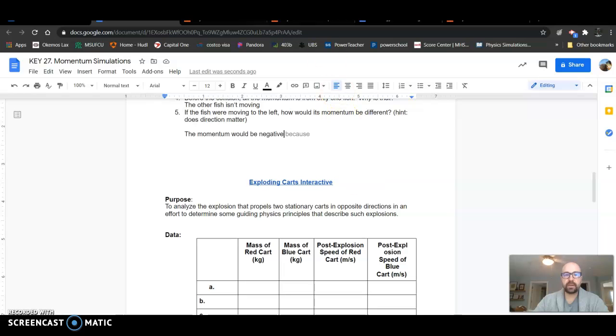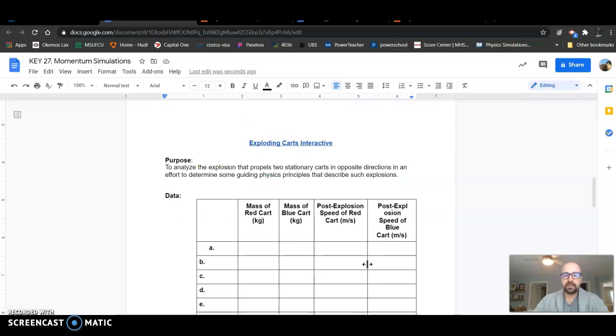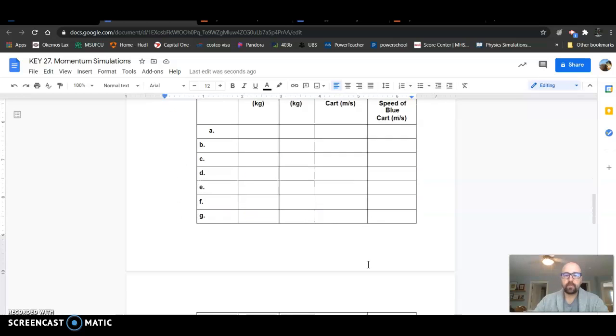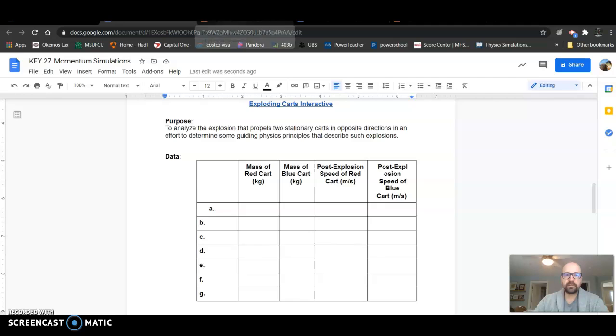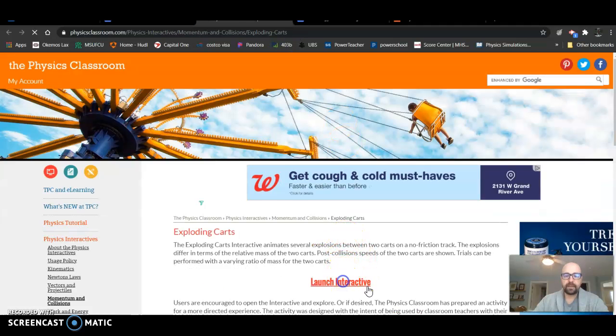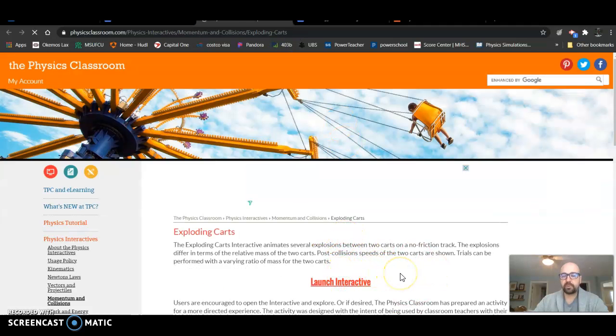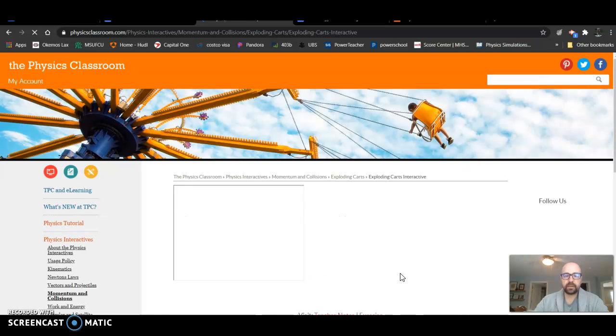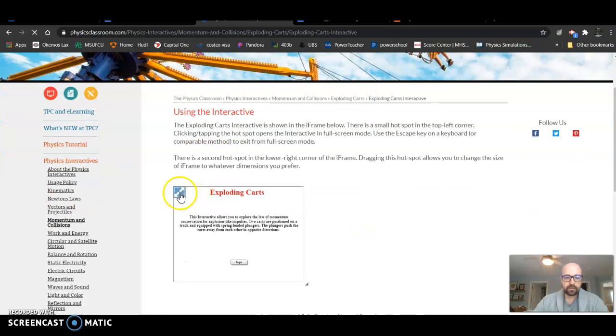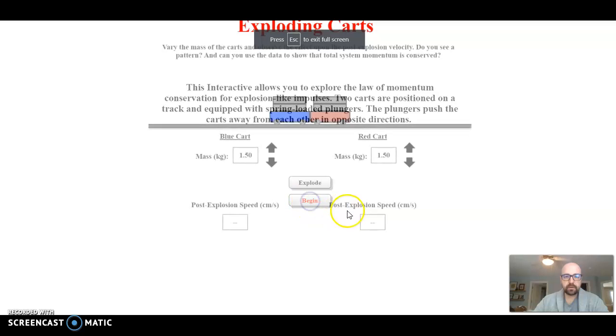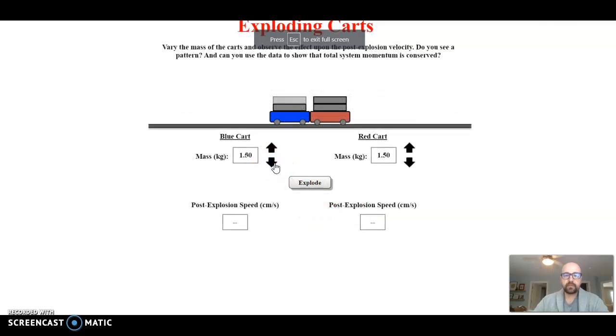And then here are the exploding carts. With this one, different situation, same key concepts. What we want to do is get some data from that. And I'm just going to do one again for video's sake. So if we look at this, let's give this cart a mass of 1 kilogram and this cart a mass of 2.